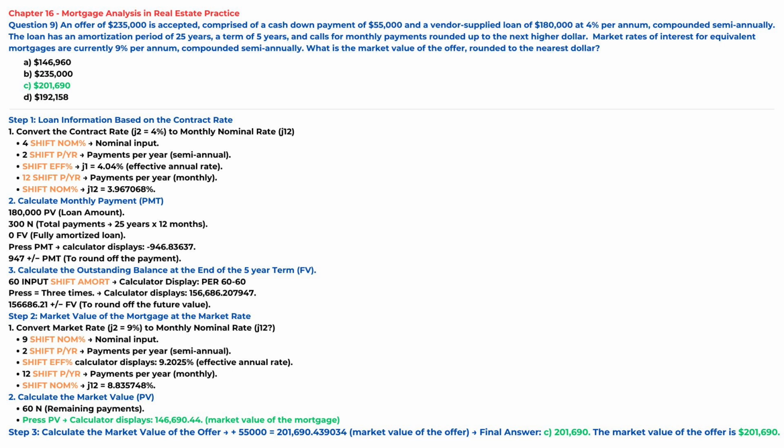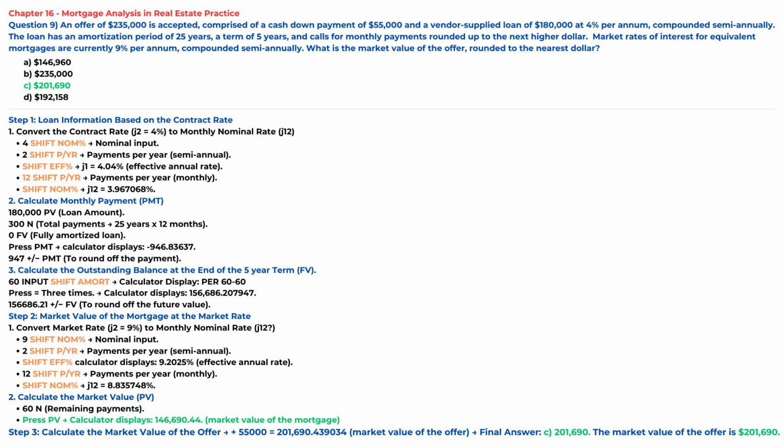Step 2: Market value of the mortgage at the market rate. 1. Convert the market rate, J2 equals 9%, to the monthly nominal rate, J12. 9, Shift NOM, nominal input. 2, Shift PYR, payments per year, semi-annual. Shift effective, calculator displays 9.2025% effective annual rate.